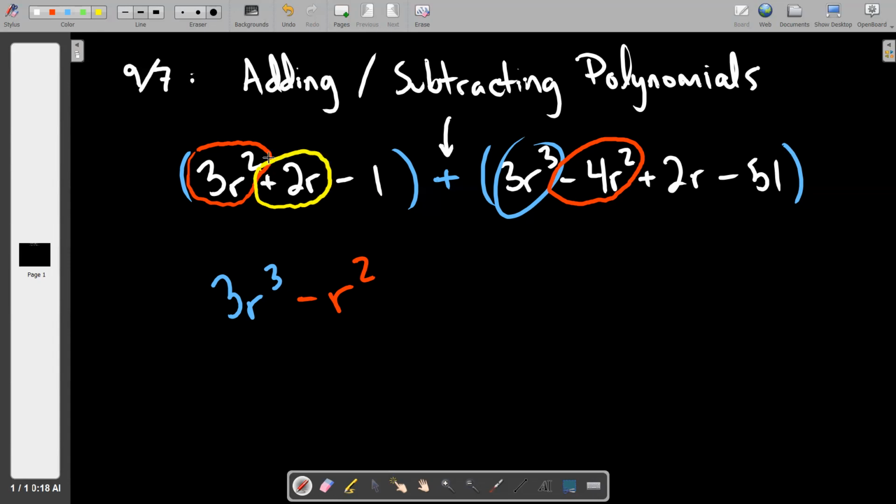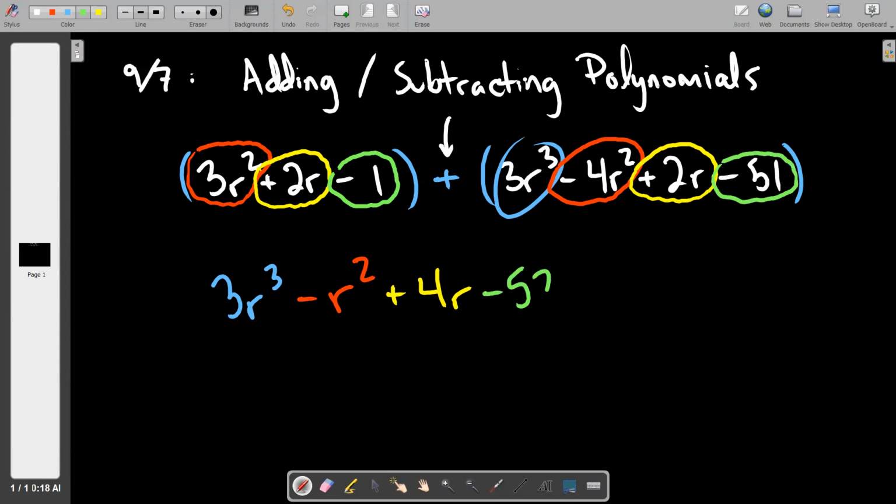So there's a 2r, and he scans the landscape and says, hey, there's my like term. There's my buddy. What's 2r plus another 2r? 4r. Indeed. And then finally, it's time to combine what we call the constant terms, and that's negative 1 combining with the negative 51. What do you get? And that's it. And that's what we would type in as our final answer.